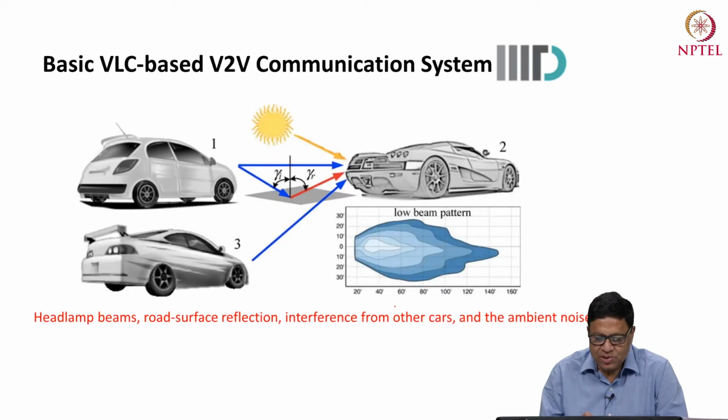So basic VLC to VLC communication is designed. If you see here, there is a LOS, and this is the part which is non-line of sight, which is reflected from the source. And then this is the interference part coming from a different vehicle. And this is the low beam pattern. This is the angle this side. So this is the low beam pattern. So the car actually has high beam and low beam.